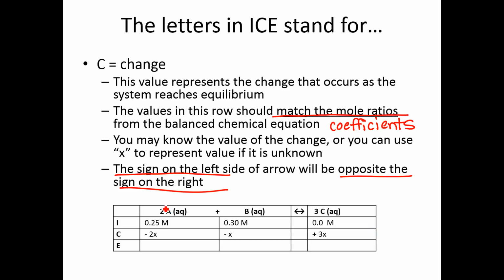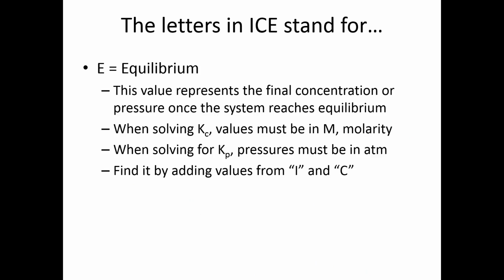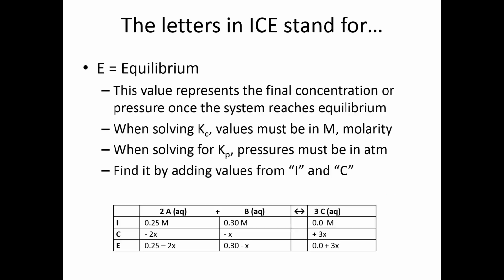You can see here that our mole ratio in this reaction is 2 to 1 to 3. You can see that from my coefficients. So in my change row, it's going to be 2x, 1x, and 3x. The change row needs to match your mole ratios, your coefficients. And notice on the left, the reactants are being used up, so it's a negative change, and on the right we are making products, so it is a positive change. So the sign is opposite on opposite sides of the arrow. E stands for equilibrium, your final equilibrium point, and you find it by adding the values from initial and change.